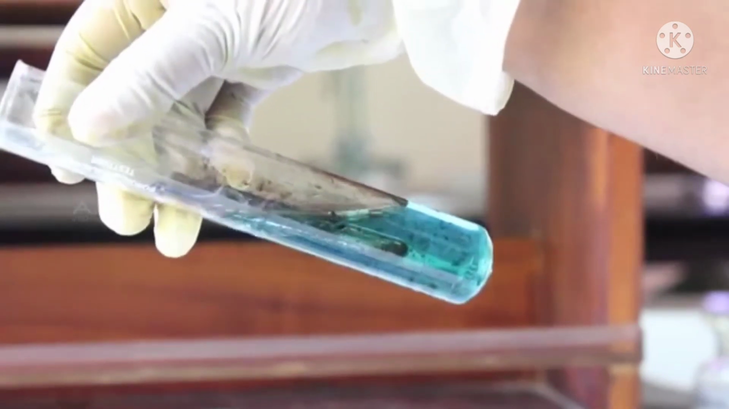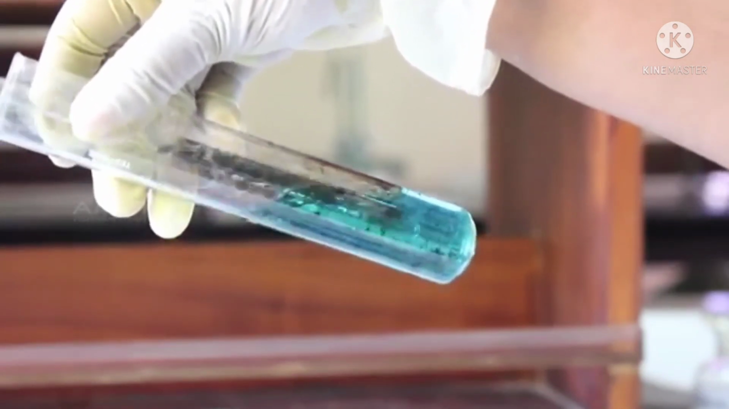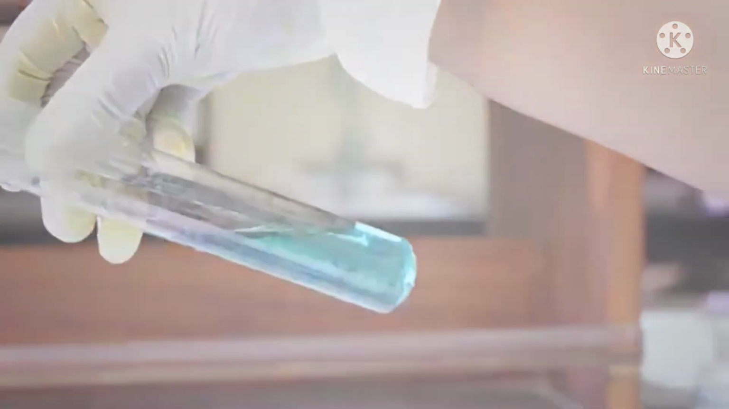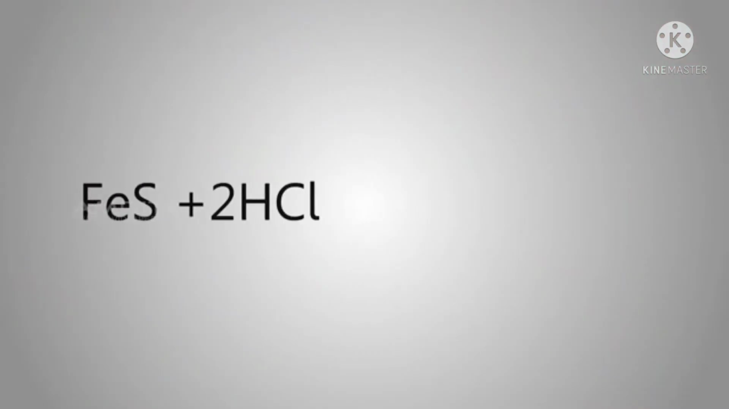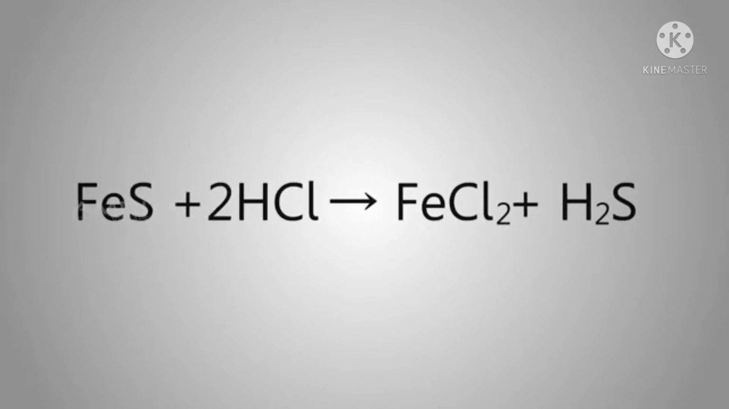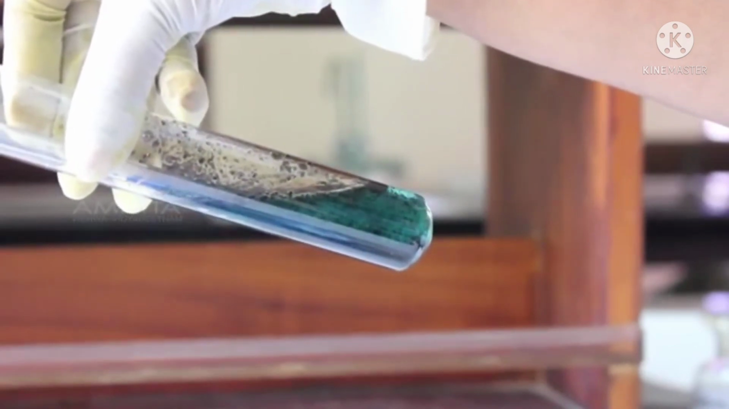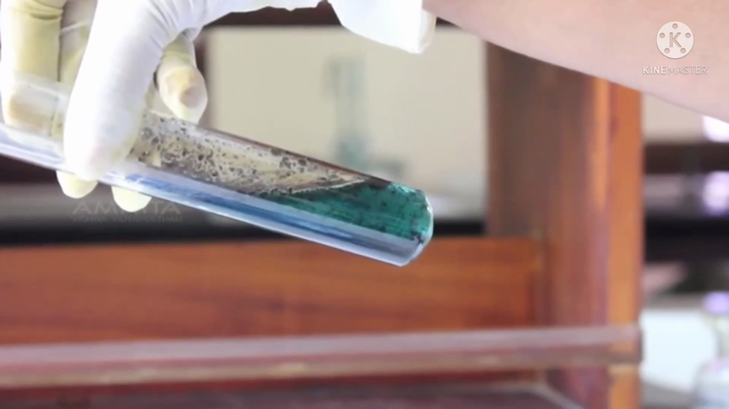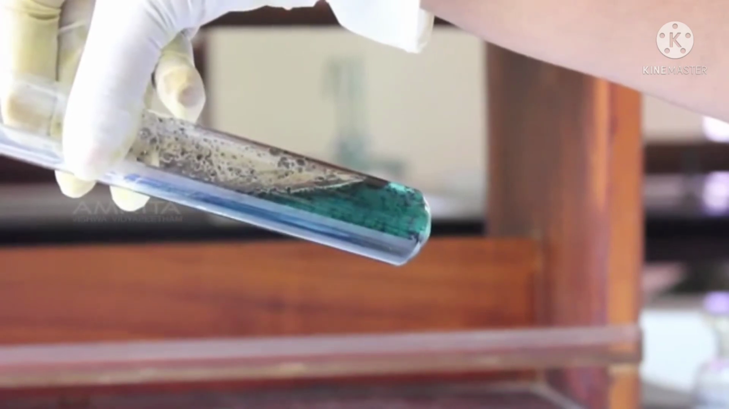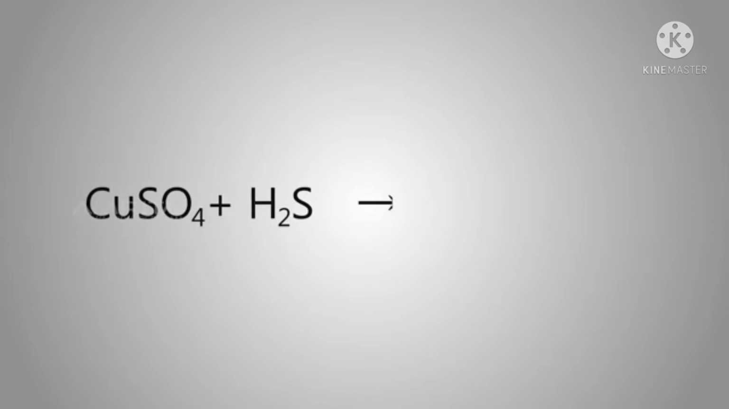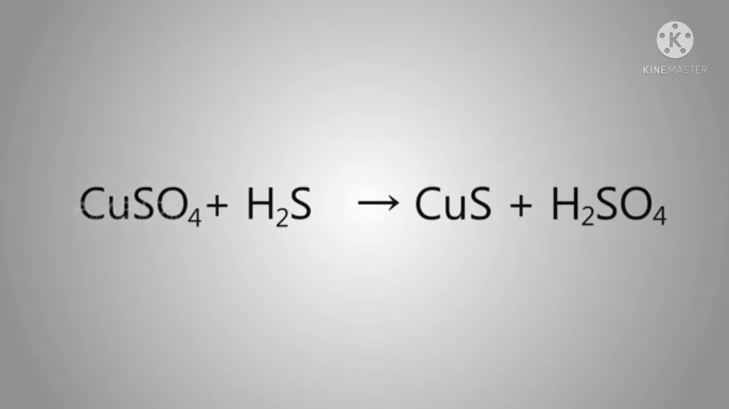Here, ferrous sulfide reacts with dilute HCl to form hydrogen sulfide gas. FeS + 2HCl gives FeCl2 + H2S. The hydrogen sulfide formed reacts with copper sulfate solution to form a black precipitate of copper sulfide. CuSO4 + H2S gives CuS + H2SO4.